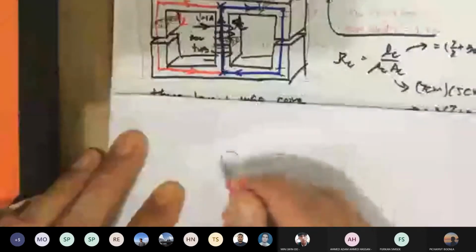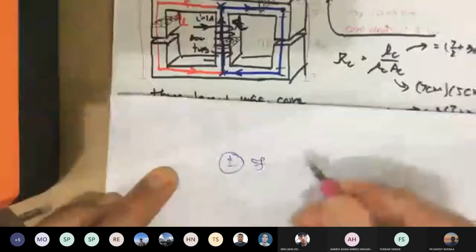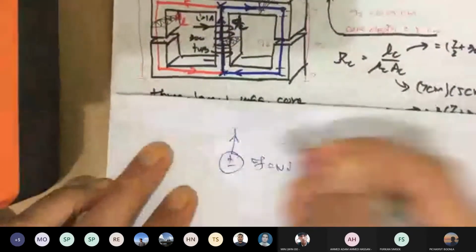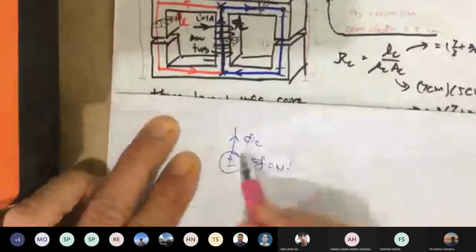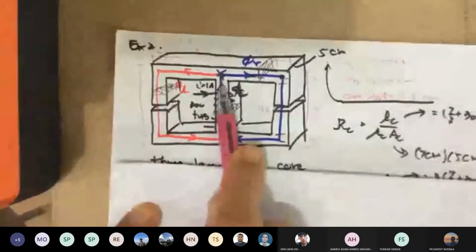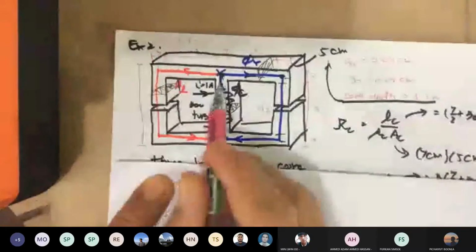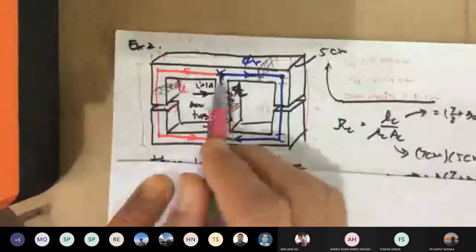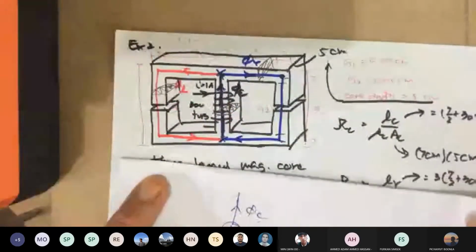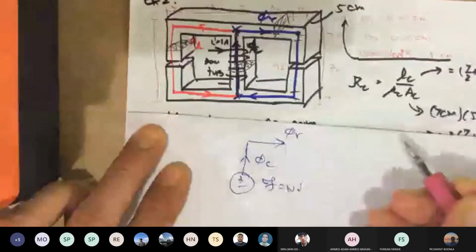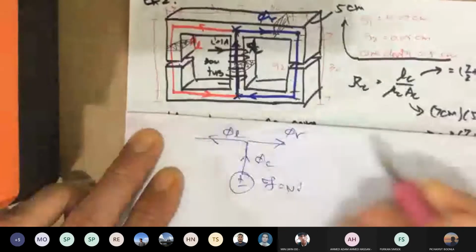So here, there's my curly F, N times I. It generates a flux going up because the curly fingers go like that. So it's going to go up. We call this phi C. I'm just labeling that center leg. Then you look at this. The flux splits into two paths, one to the right, one to the left, blue and red. So you have to do that for the magnetic circuit. One goes to the right, I'm calling this phi R. One to the left, phi L.